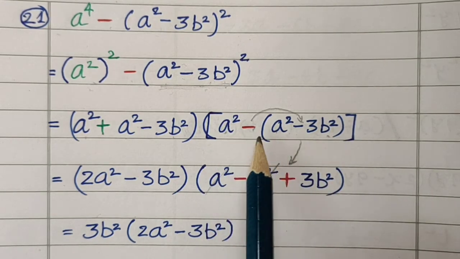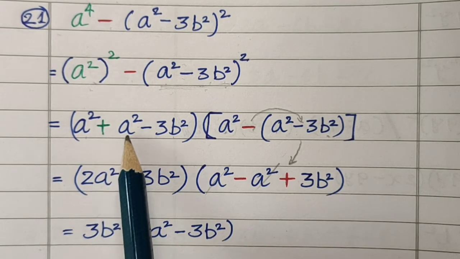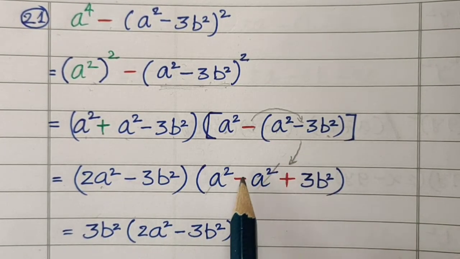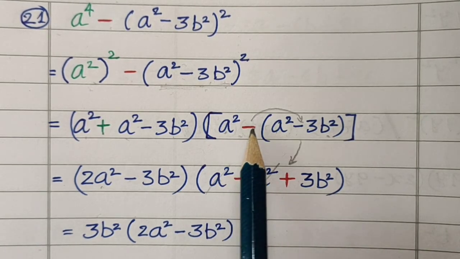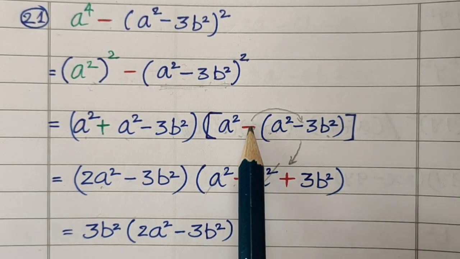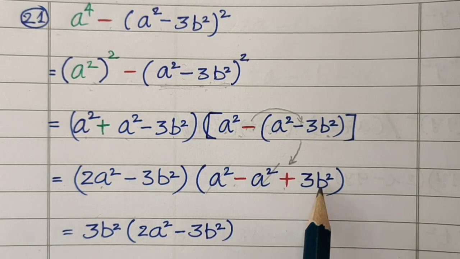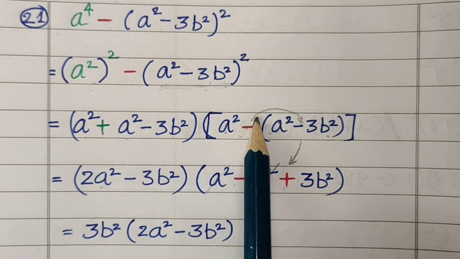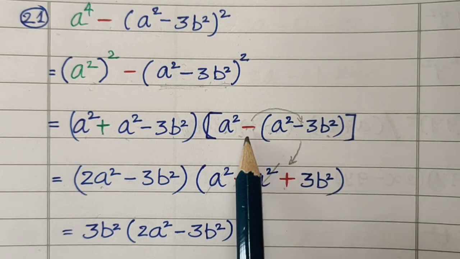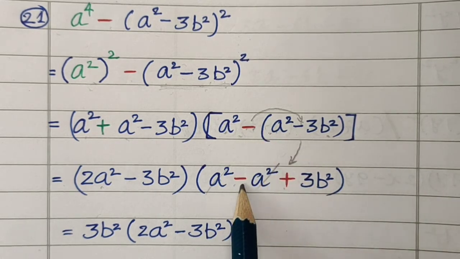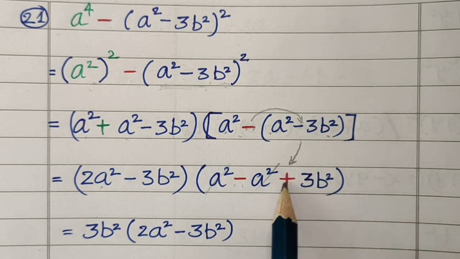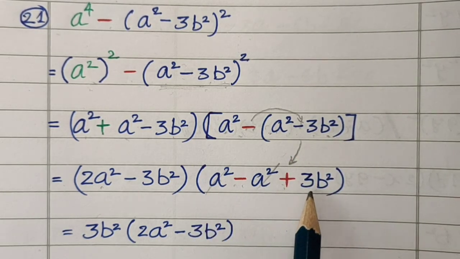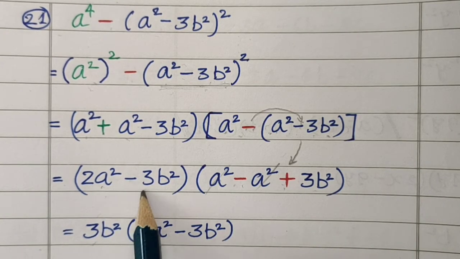Then we have to remove this bracket. Here a² plus a² is 2a² − 3b². We need to remove the small bracket inside: a², multiply this with this, minus a², minus into minus, plus 3b². We need to be careful whenever you are introducing the minus sign inside the bracket. Minus into plus, minus a², minus into minus, plus 3b². Here a² got cancelled, leaving 3b² into (2a² − 3b²).